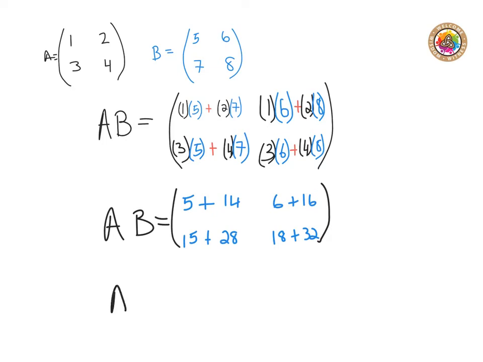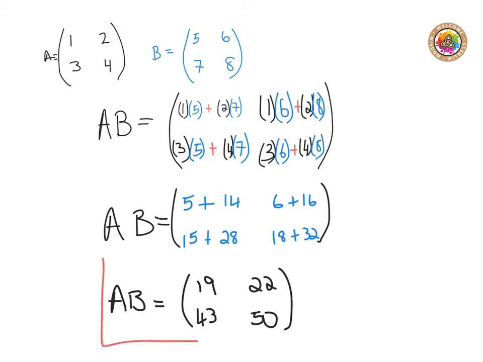To tidy it up then, we have AB is equal to 5 plus 14, that's 19. 6 plus 16 is 22. 15 and 28, that's 43. And 18 plus 32, that's 50. Okay, and we'll put a red box around our answer.